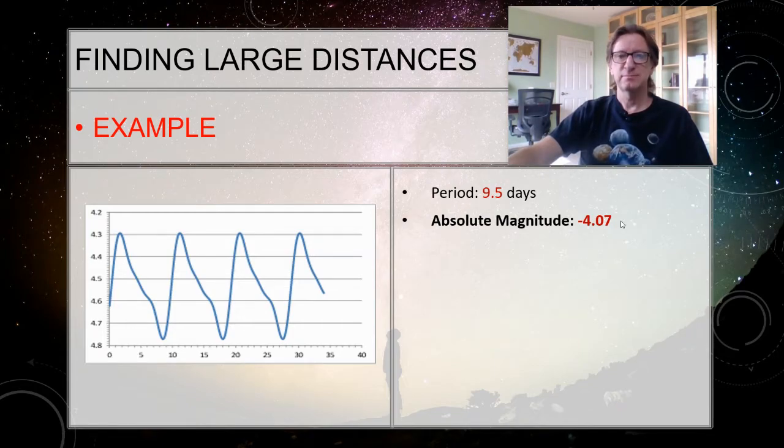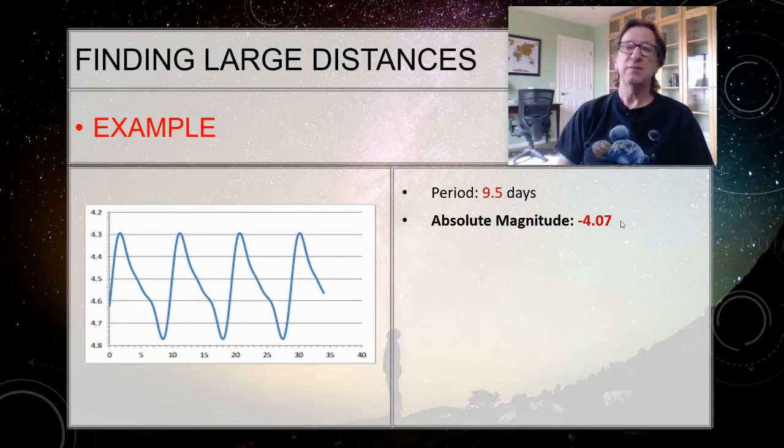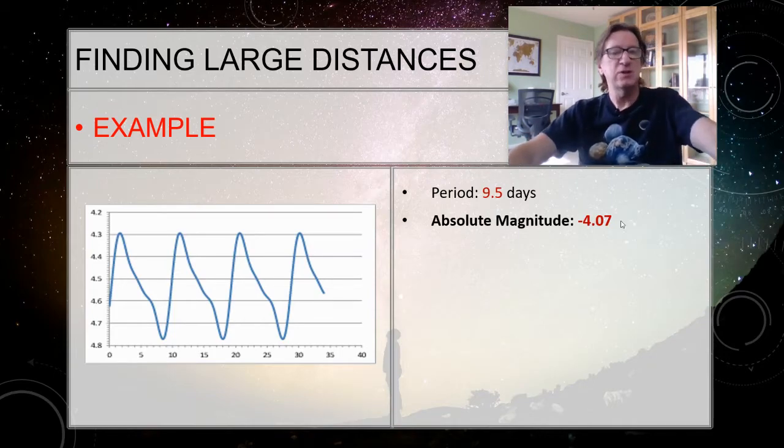Okay, if you use the graph, you might have gotten negative 4.1, which is fine, but it means your numbers will be slightly different from what I have from here on out. If you put it into the equation, you should be getting negative 4.07. Let's see how we can do that.